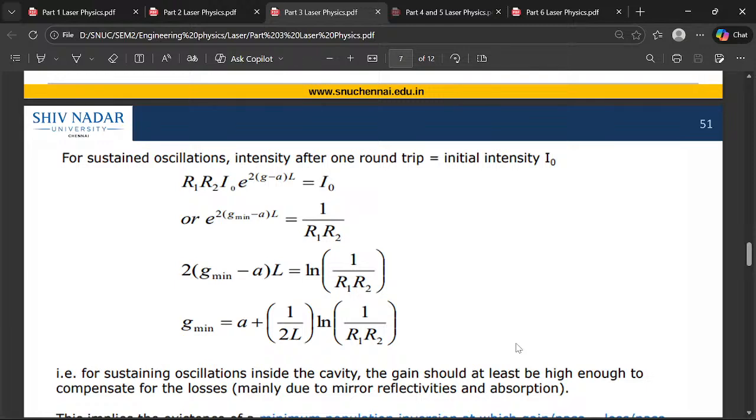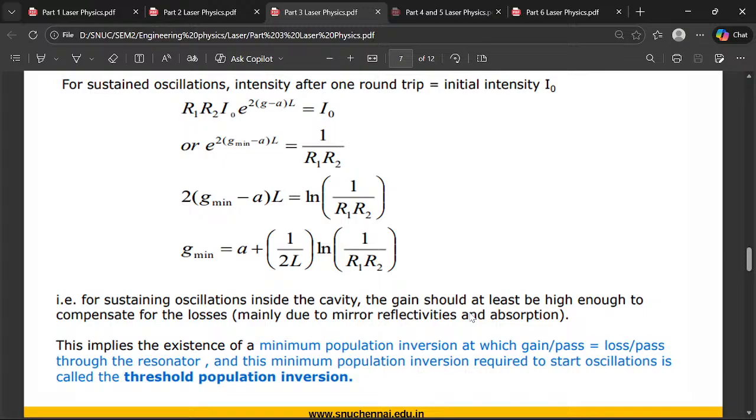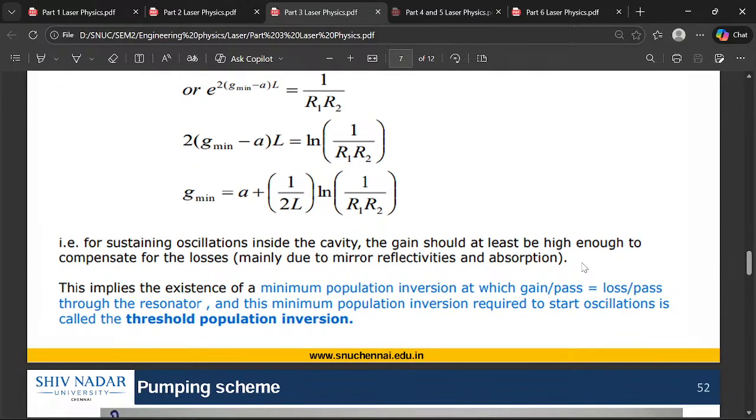When we take the log on both sides, we get 2 (g min minus a) L equal to ln of 1 divided by R1 R2. Substituting this, we get the gain minimum is equal to a plus 1 by 2L ln of 1 divided by R1 R2. This gain must be achieved to get sustained lasing action. So this is the derivation of the gain minimum for the laser.